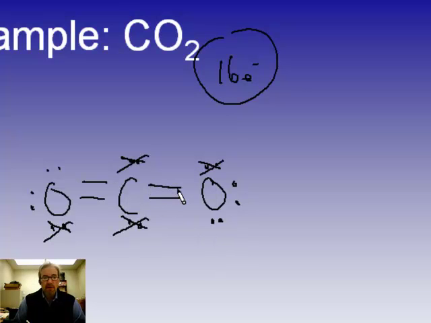Now I'll do my count. 2, 4, 6, 8, 10, 12, 14, 16. Now I have the correct count. And the other thing that's interesting is I still have full octets, but now carbon is making the 4 bonds that it prefers to make. And so is oxygen making the preferred number of bonds. It's making 2, both of them are.